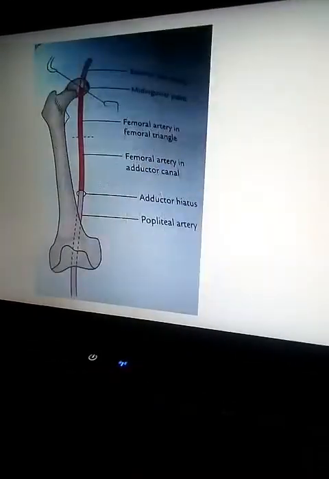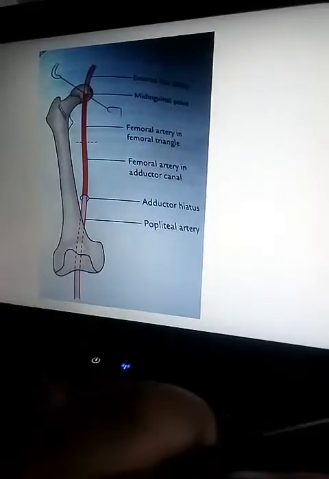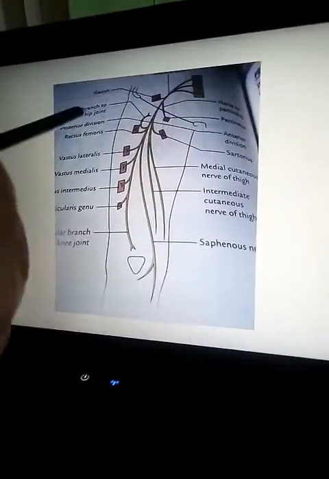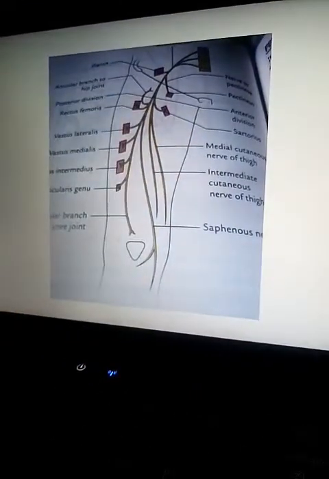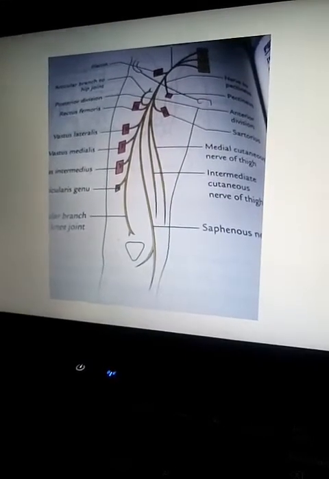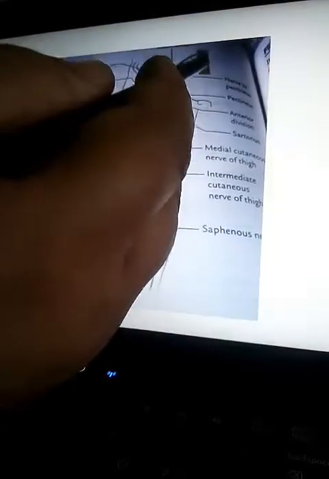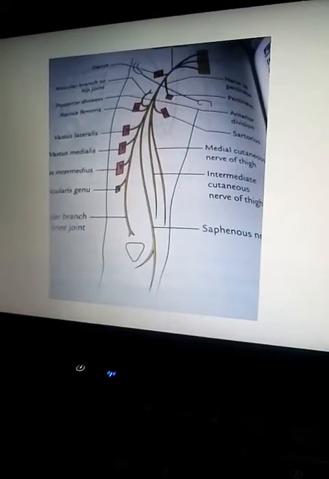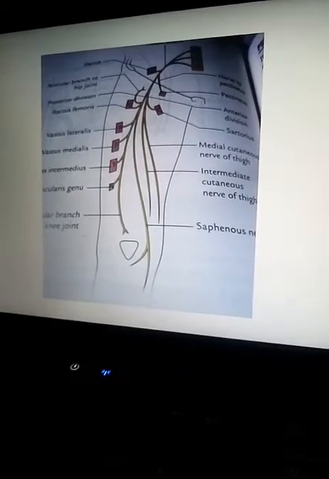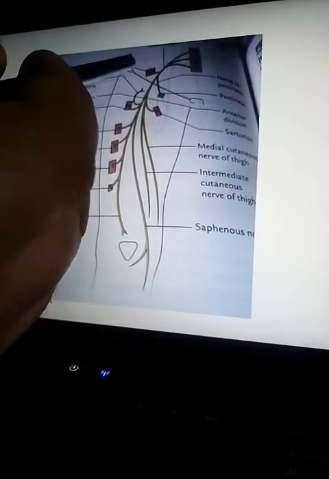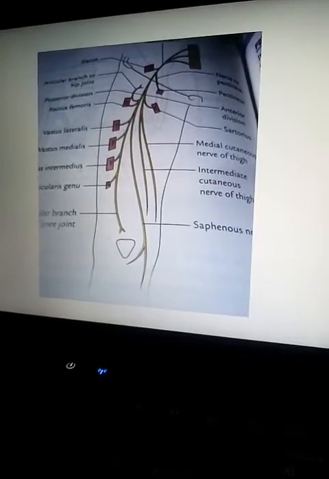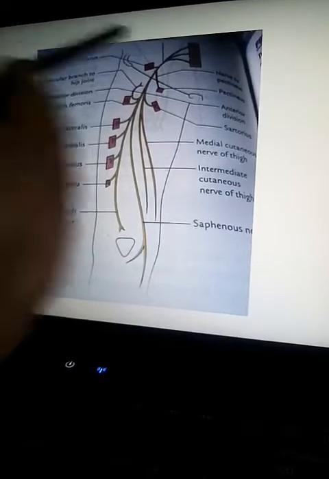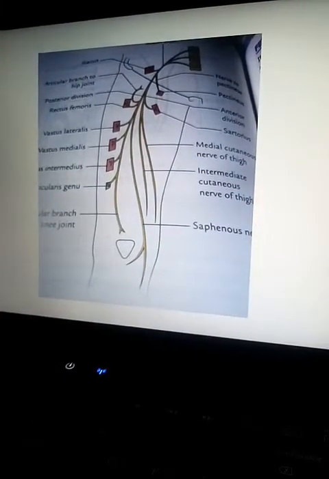Now, femoral nerve. Femoral nerve is the chief nerve of the anterior compartment of the thigh. It is the largest branch of the lumbar plexus and arises from the dorsal divisions of the anterior primary rami of L2, L3 and L4 nerves. It enters the thigh posterior to the inguinal ligament, lateral to the femoral sheath. So this femoral nerve lies outside the femoral sheath, about 2 centimeters below the inguinal ligament.